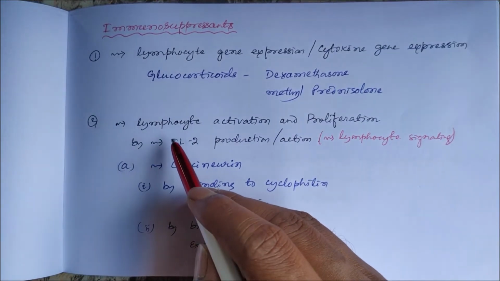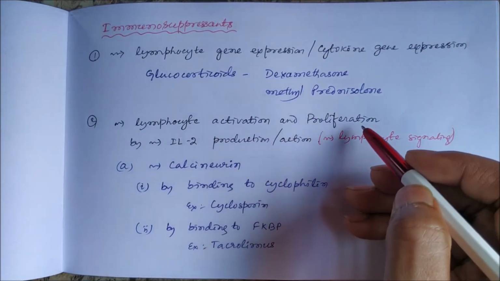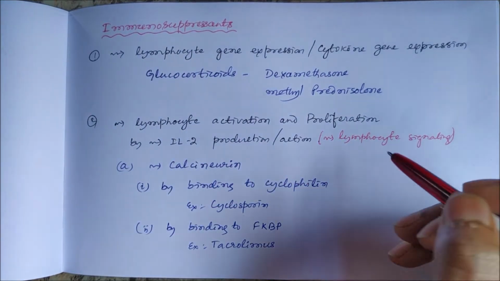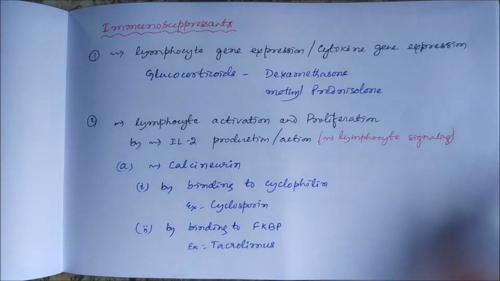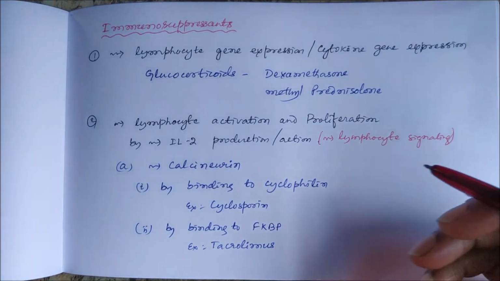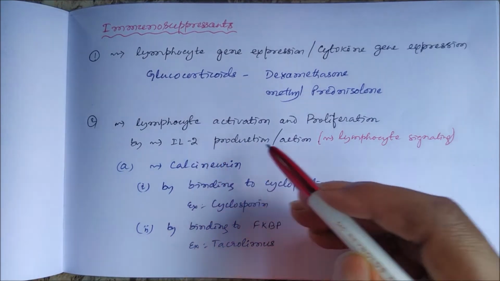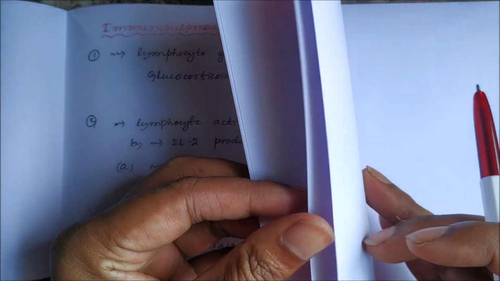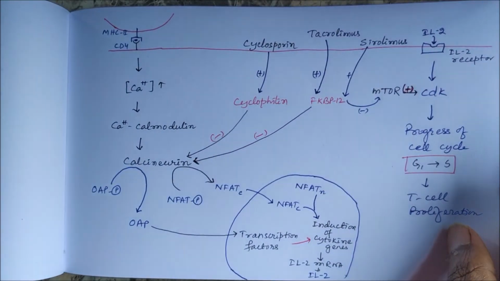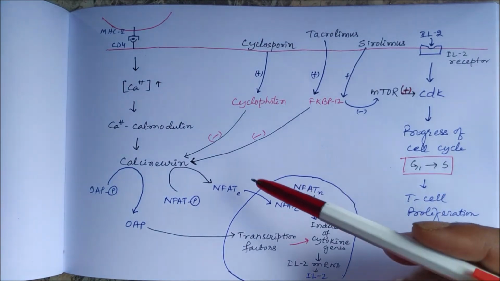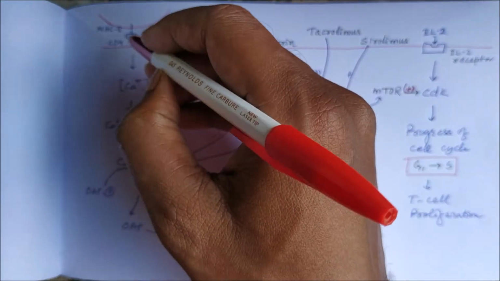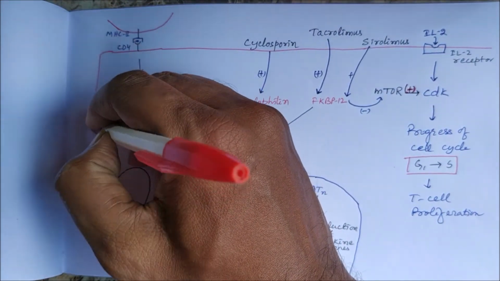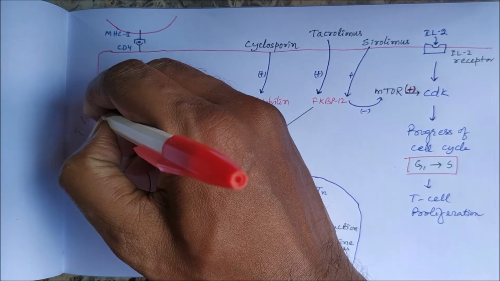Then the second group of drugs inhibit lymphocyte activation and proliferation by inhibiting interleukin 2 production or action. So they inhibit the lymphocyte signaling. So interleukin 2, as we already discussed, has a major role. And we can see here interleukin 2 has autocrine action, and how this autocrine action occurs. So this interleukin 2 is produced when there is interaction between, say, T lymphocyte. So this is a T lymphocyte.